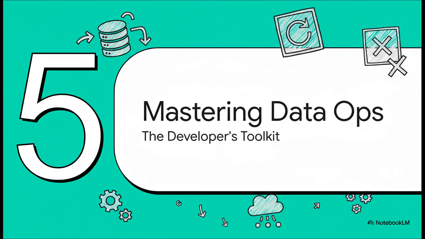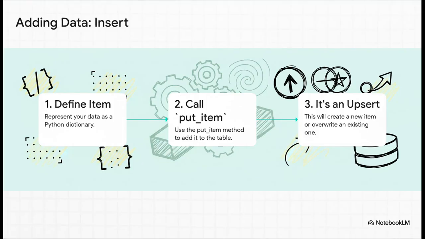Okay, so finding your data is half the battle. Now let's talk about the other half, creating it, changing it, and getting rid of it. We're going to walk through the absolute must-know tools for data manipulation. So adding data to DynamoDB is going to feel incredibly Pythonic because you're literally just working with a standard Python dictionary. You build out your data in a dict, you pass it to the putItem method, and that's it. The SDK handles all the messy stuff for you.